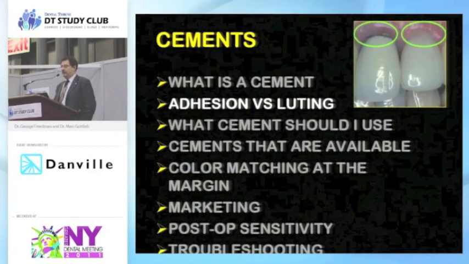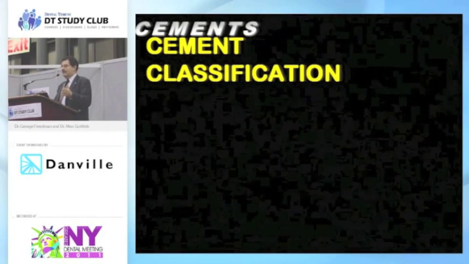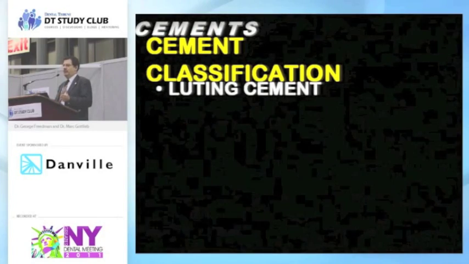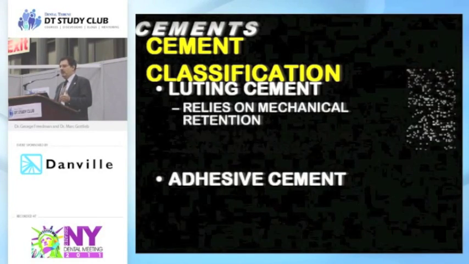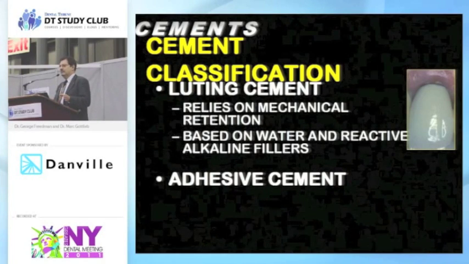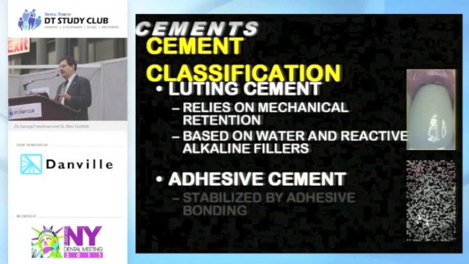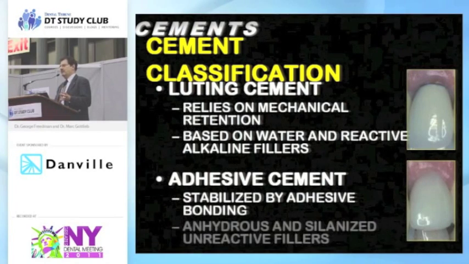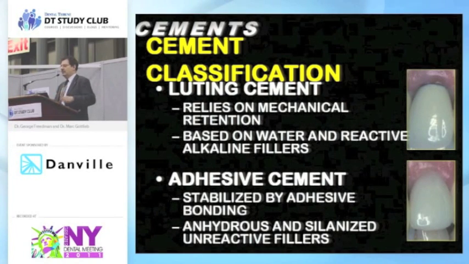A luting material simply takes the place and the space between two dissimilar materials that have a gap in between them. It doesn't adhere, it doesn't bond to either surface, and it can dissolve. If it dissolves, the restoration fails. If it doesn't dissolve, the restoration is likely to last.